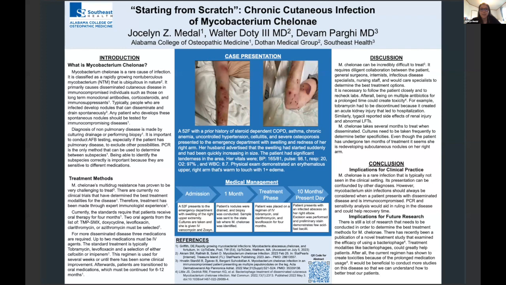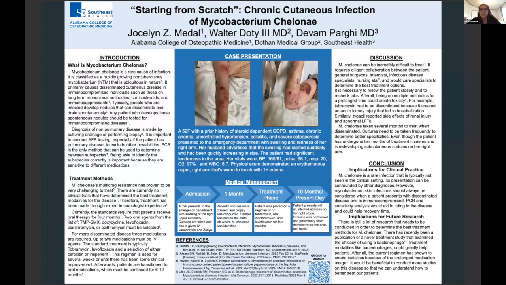Well, it is a rare cause of infectious disease that is classified as a rapidly growing non-tuberculosis mycobacterium, which is ubiquitous in nature. It primarily causes disseminated cutaneous disease in immunocompromised individuals, such as those on long-term monoclonal antibodies, corticosteroids, and immunosuppressants. Typically, people who are infected develop nodules that can disseminate and drain spontaneously.